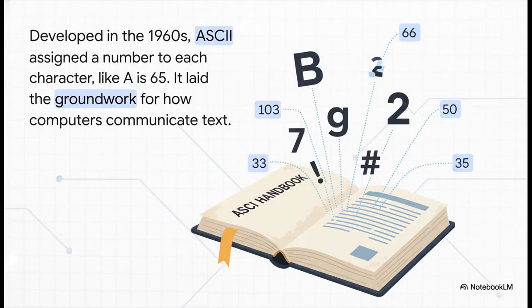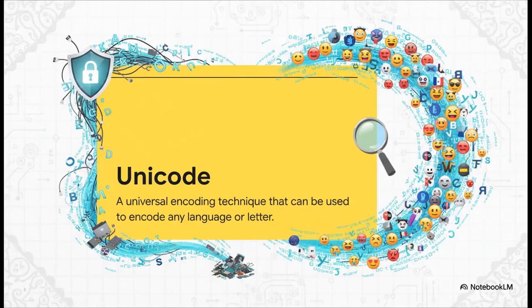Now, one of the very first big code books for computers was called ASCII. It was developed way back in the 1960s, and it basically assigned numbers to all the English letters, numbers, and the most common symbols. For years, this was the standard for how computers handled text. But ASCII had a big limitation. It was really only built for English.